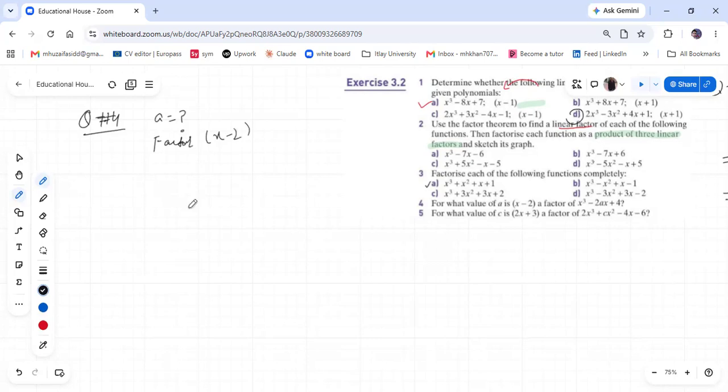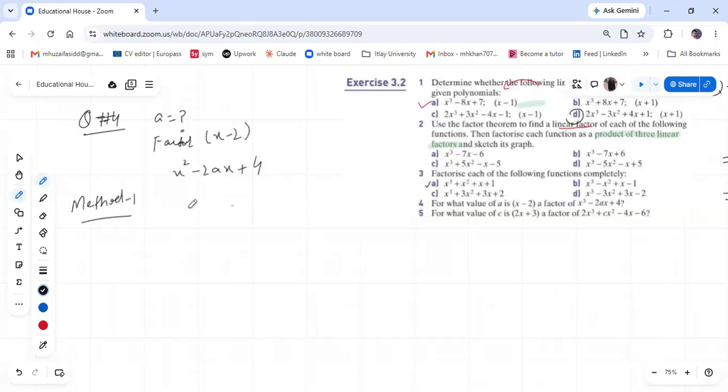X minus 2 is a factor of a polynomial equation. So our equation is what? The equation is x cube minus 2a of x plus 4. Here we have solved this problem by two methods. First of all, method 1, using synthetic division. After this, it is totally up to you which method you use.